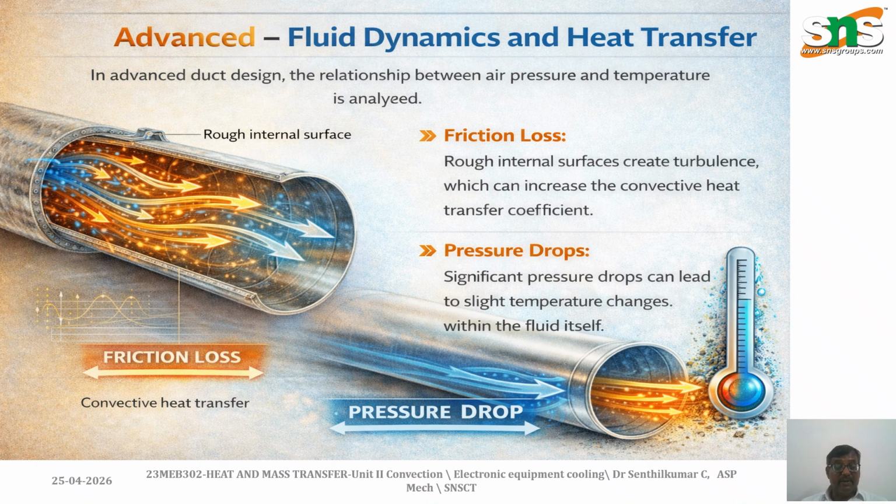So, again, friction losses and pressure losses. With friction losses, a rough internal surface creates turbulence, which can increase the convective heat transfer coefficient. With pressure drop, a significant pressure drop can lead to a slight temperature change in the fluid itself.